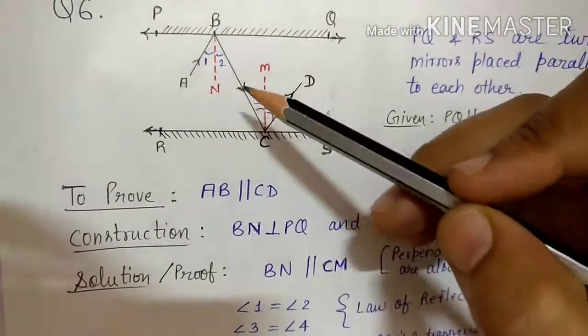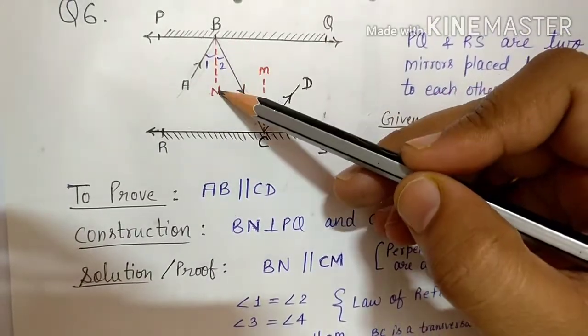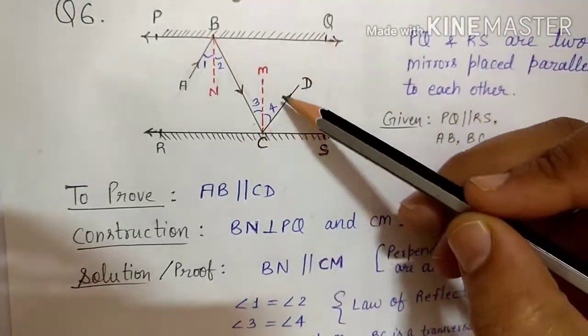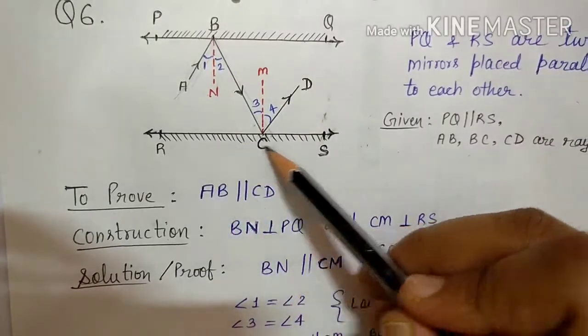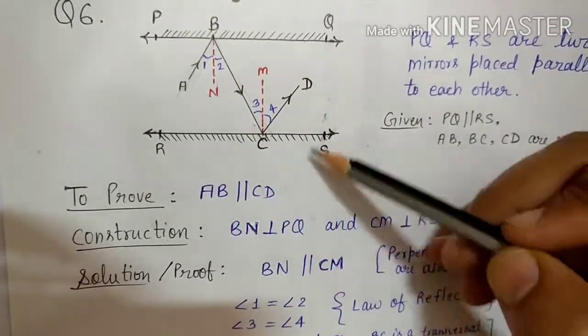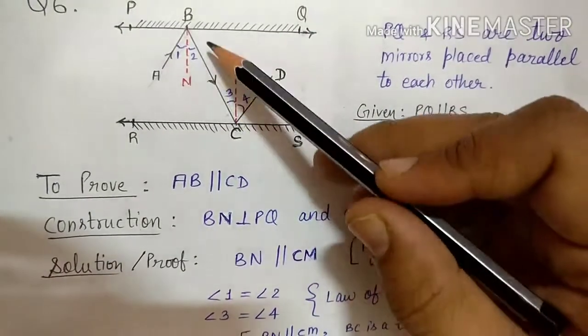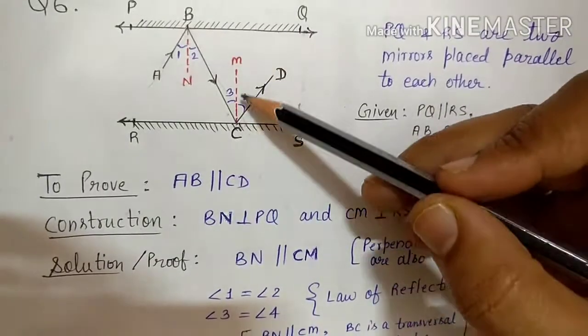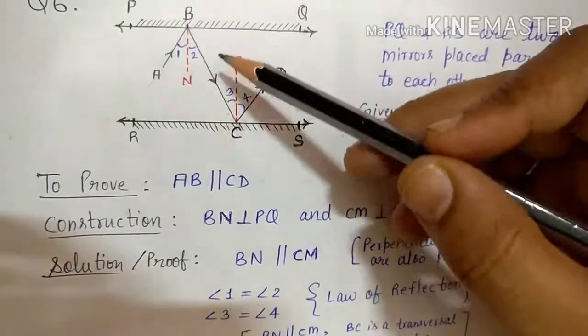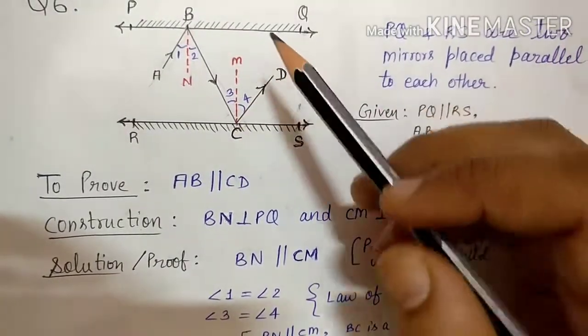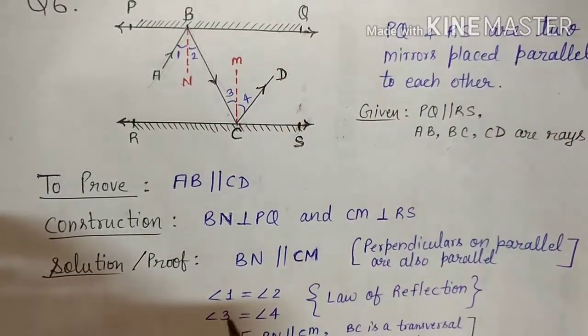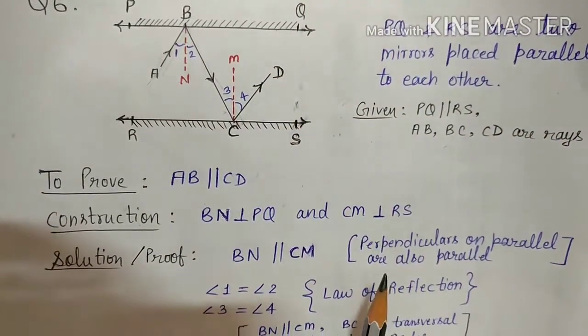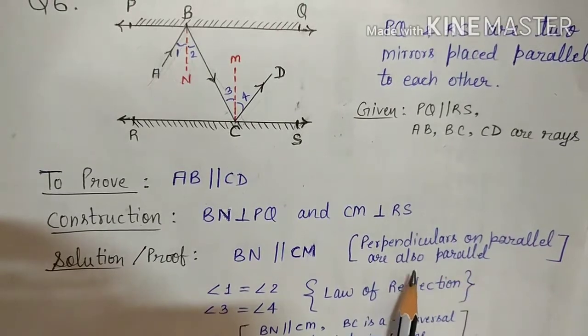Okay, so we have done what? Construction. I have drawn one line BN which is perpendicular to PQ, and one more line CM which is perpendicular to RS. Okay, straight line. So BN will be parallel to CM, because these are perpendiculars. You know very well that they are going straight, making 90-degree angles. Okay, so perpendiculars on parallel lines are also parallel.